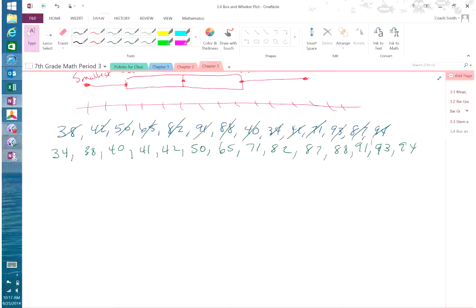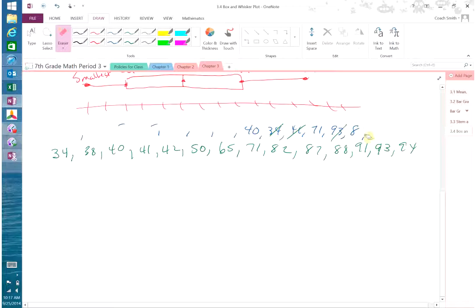So I'm going to go ahead and erase those. Now I've got them in order. Y'all don't have to erase them. I'm just getting more room. All right, next step. Step 1 was put them in order. Step 2 is find the median of the data. So I have 1, 2, 3, 4, 5, 6, 7, 8, 9, 10, 11, 12, 13, 14 numbers.